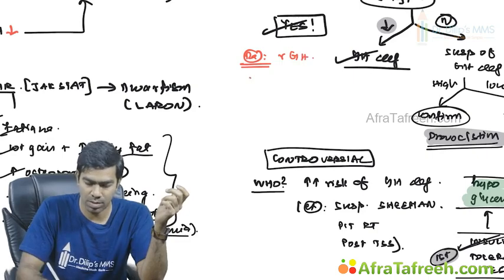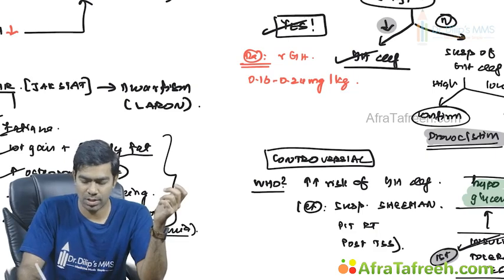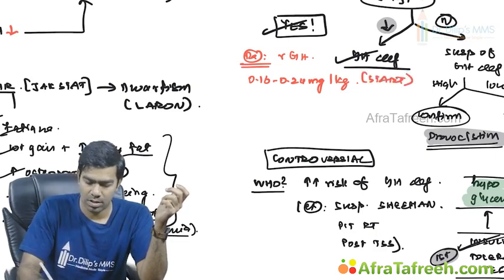In children, the dose is approximately 0.16 to 0.24 milligram per kilogram. Clear? This is the usual starting dose, and after this you are going to monitor the patients with serum IGF-1 levels.